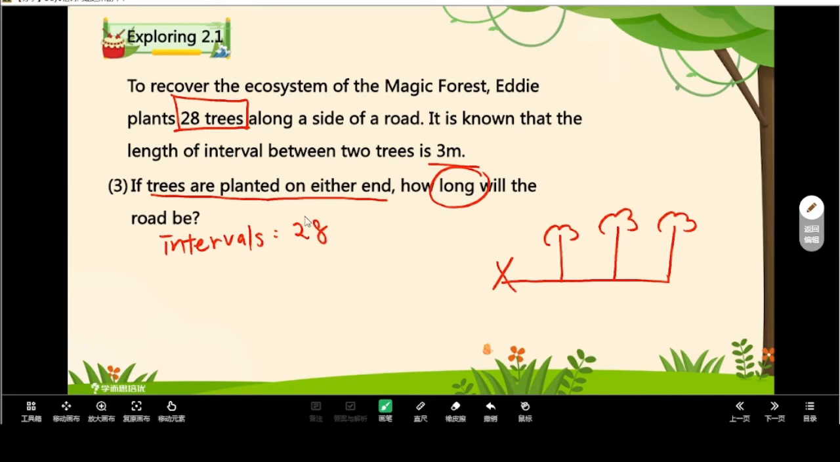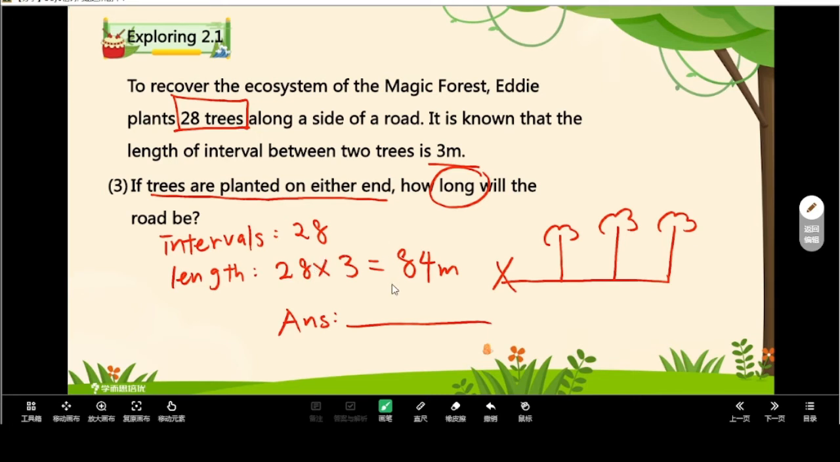28 intervals. And how can we calculate the length of the road? We can use the number of intervals times the length of one interval, which equals 84, and the unit is meter. Don't forget it. And lastly, we need to write our answer here to get full marks for your word question.